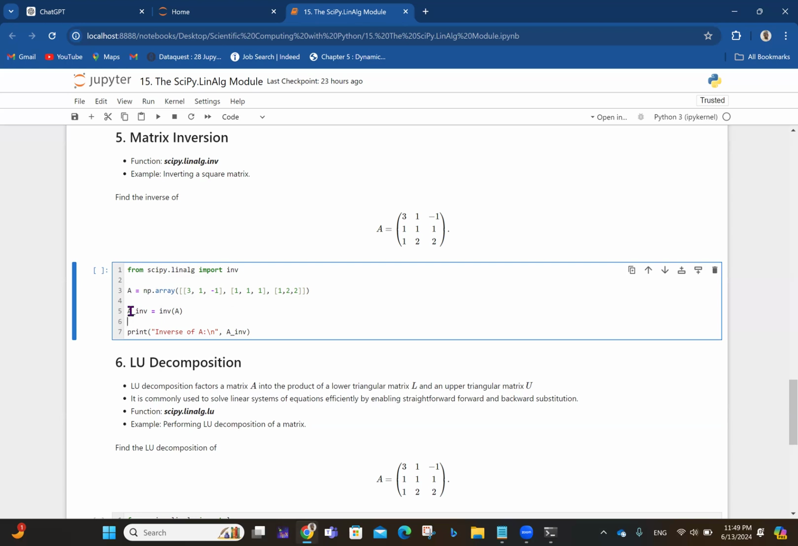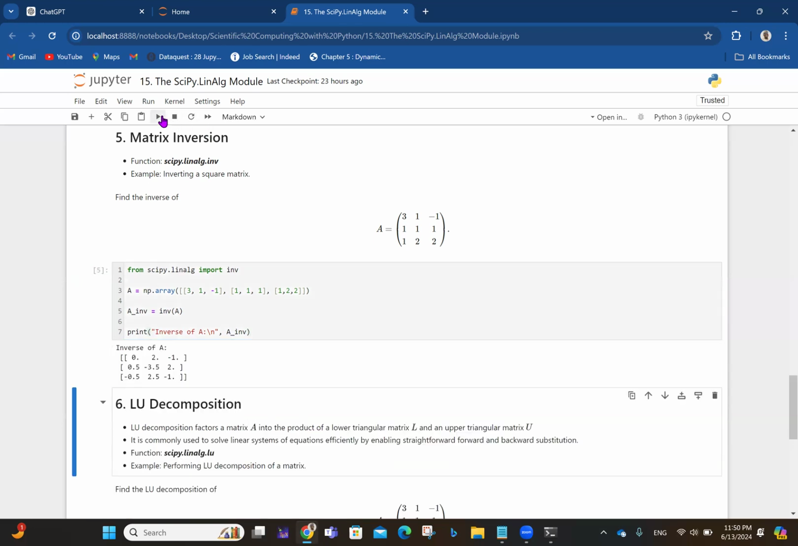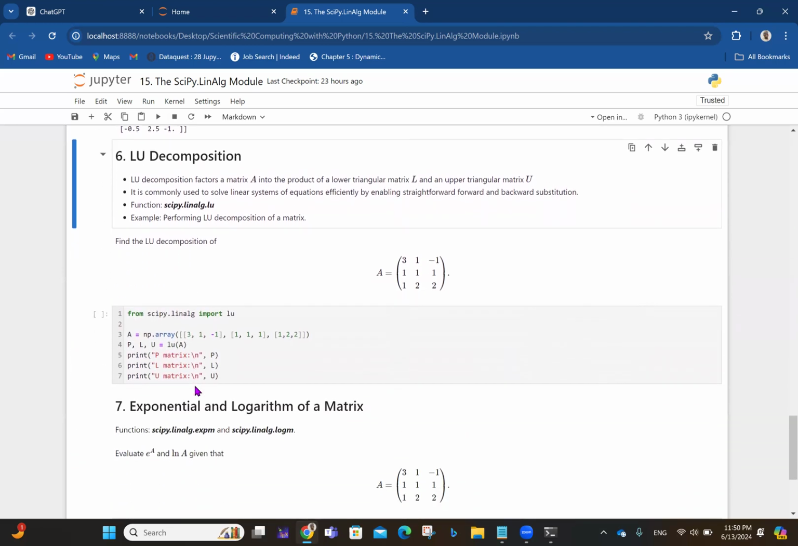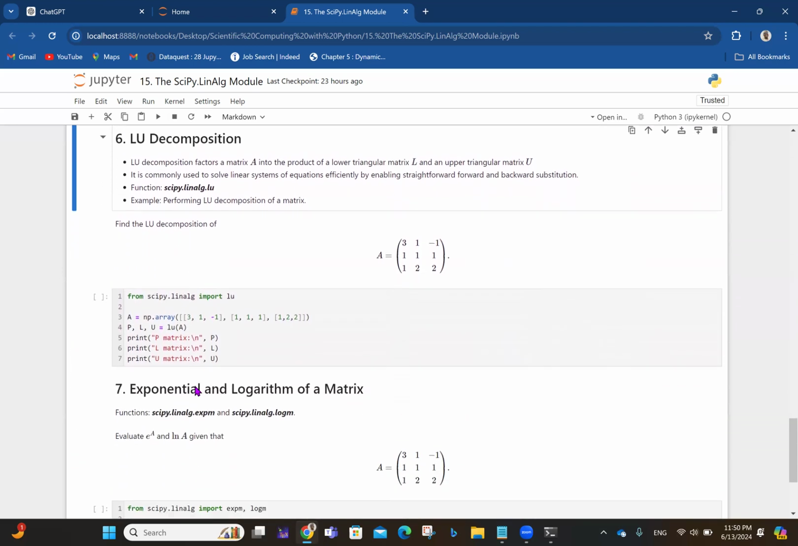That's all you need. So A_inv is actually the variable name, but the actual work is being done in line 5. There's inv(A). That just gives you the inversion straight up, and you get the inverse of that matrix. That's how that goes.